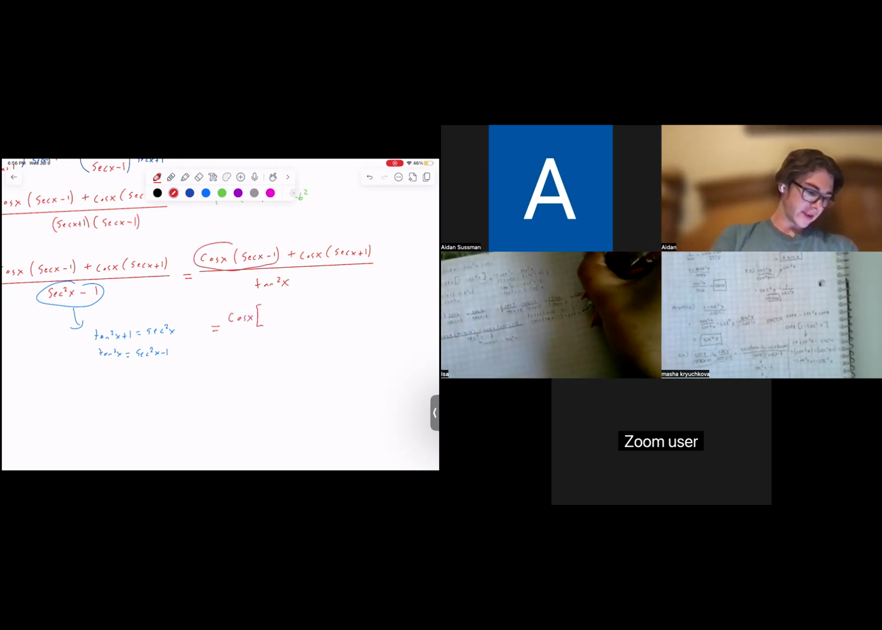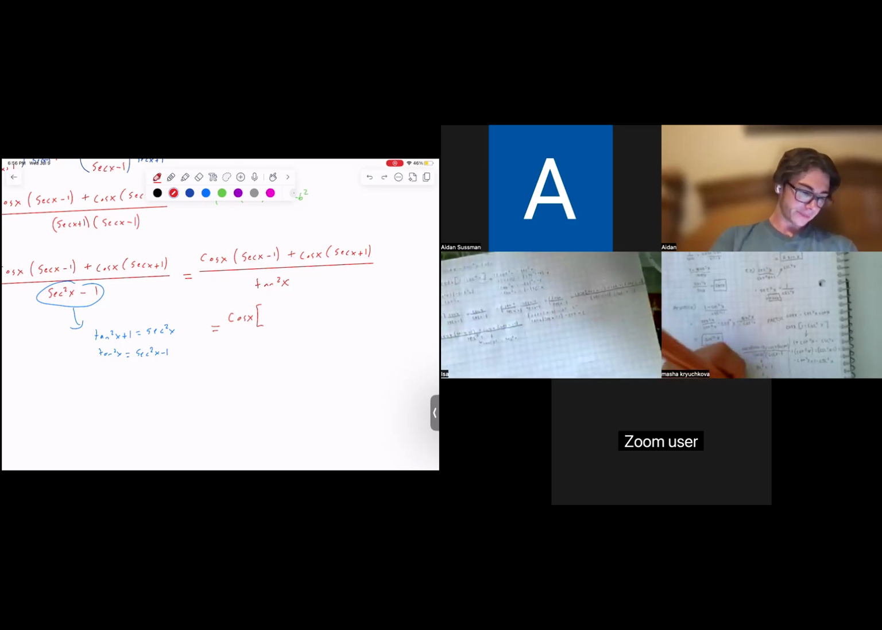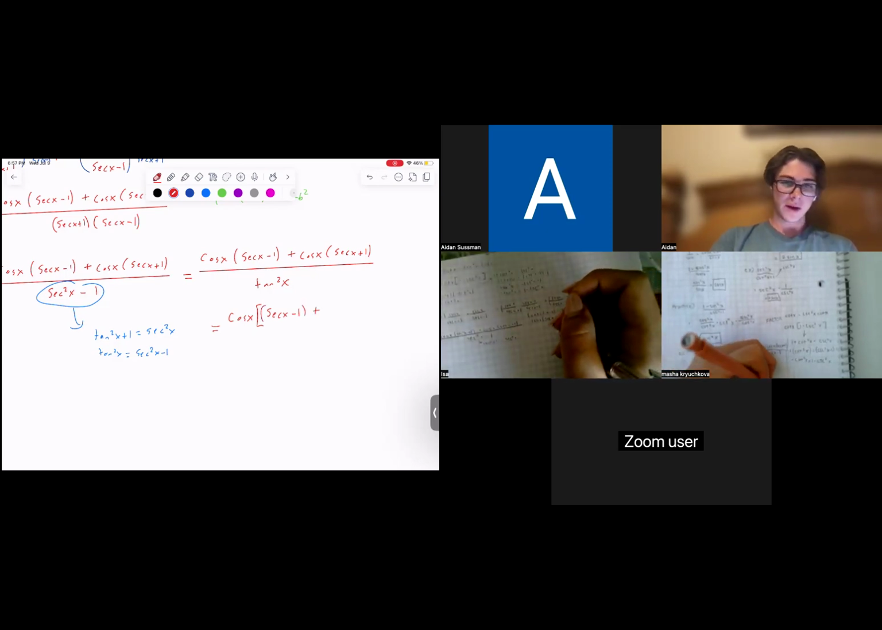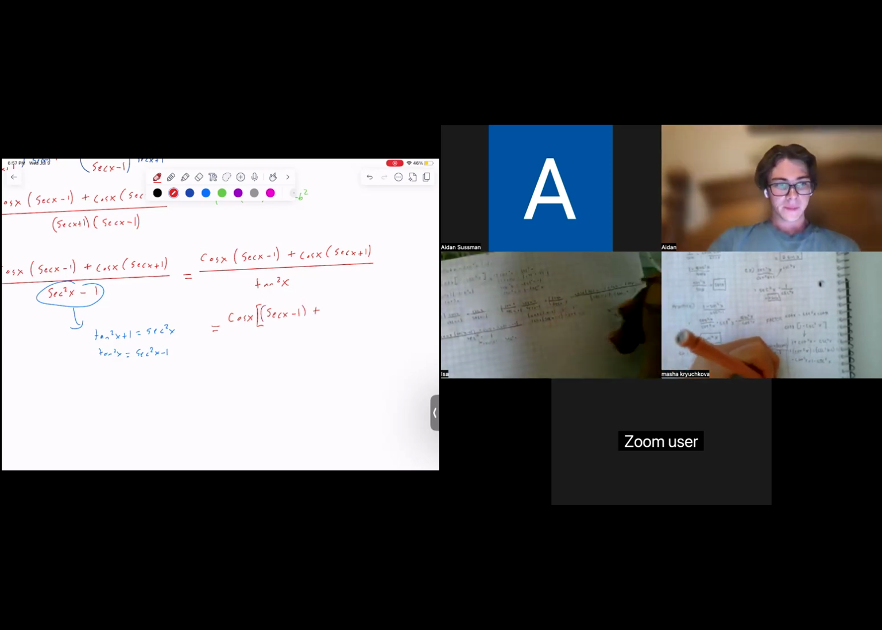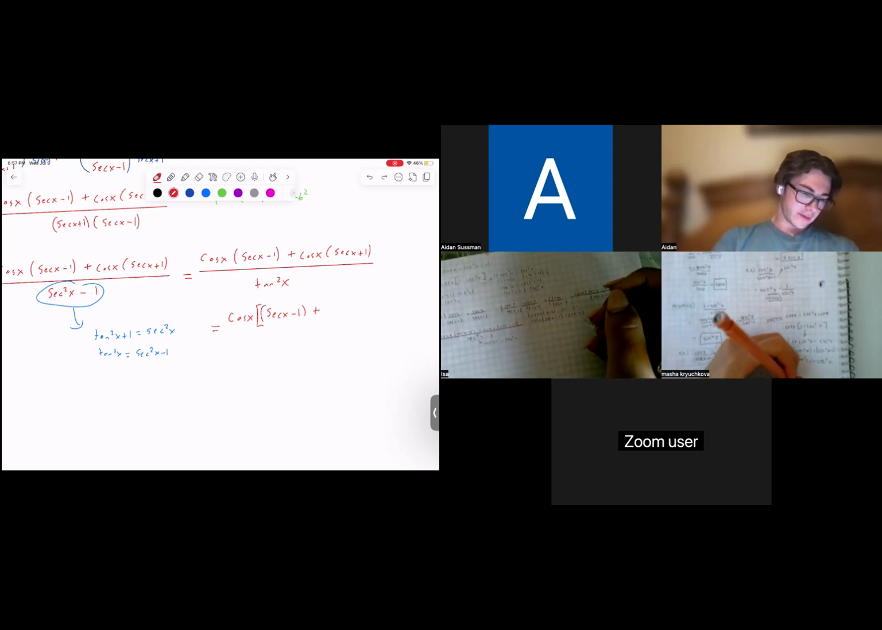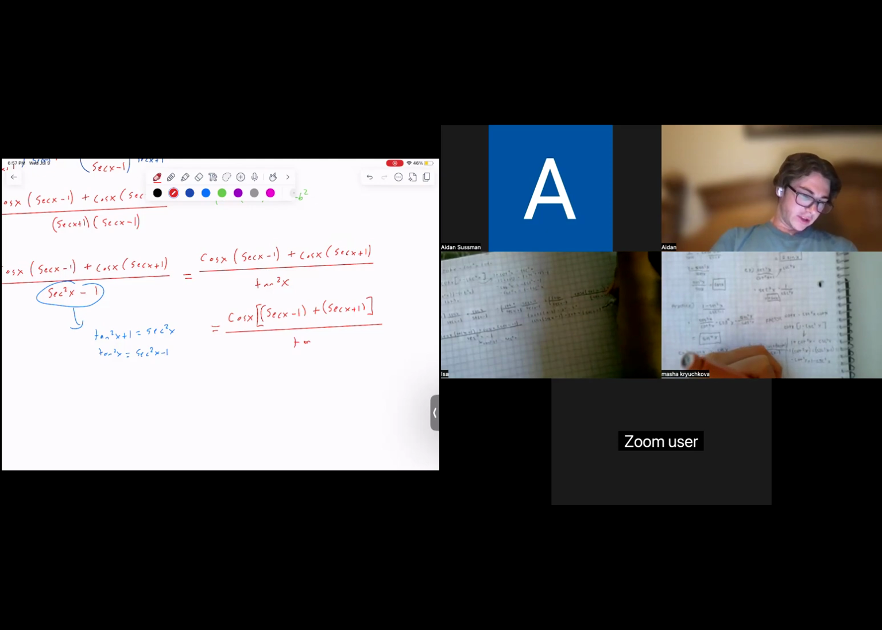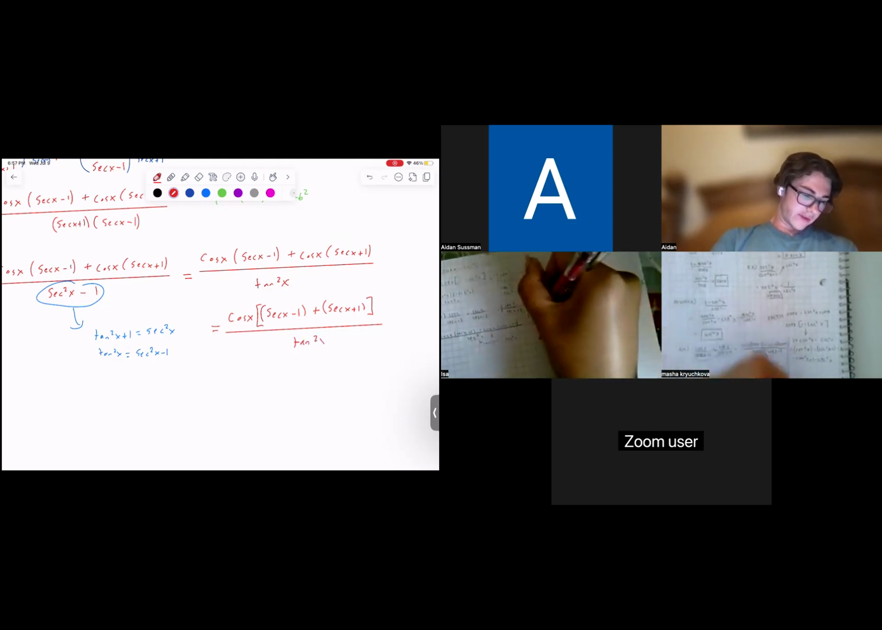And what am I left with? What does this term become? Secant x minus 1. And I'm going to add that to what? What is this guy here? Secant x plus 1. Perfect. And we already know that that's all over tangent squared of x.